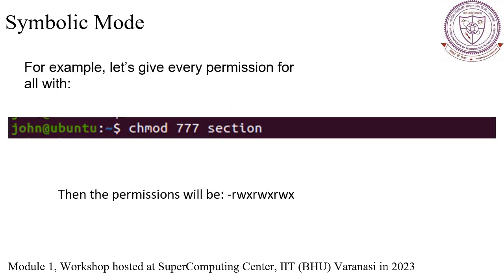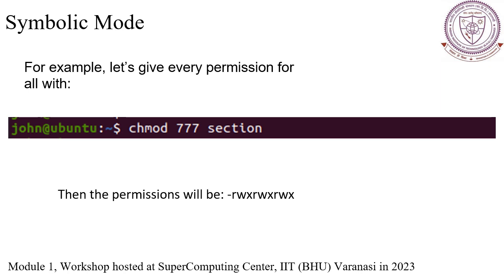So in the previous slide, you have seen that by giving numbers, we can change the permission. Let's take an example. If you want to change the permission of a file, let's say myfile.txt, to 755, how can you do that? You write chmod, then 755, that is the permission you want to give, and then your file name, that is myfile.txt.